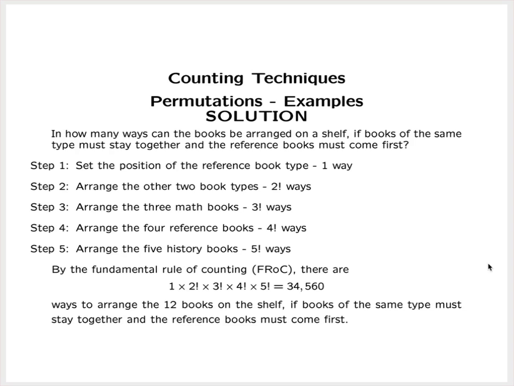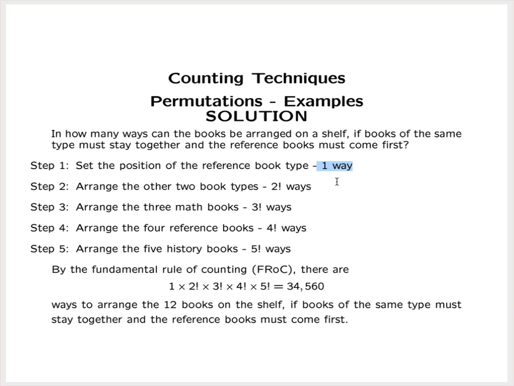Okay, the last question in this example: in how many ways can the books be arranged on a shelf if books of the same type must stay together and the reference books must come first? So again, we can think of this as a multi-step process. The first step in this case, at least the way I've arranged it, is to set the position of the reference book type. So the reference books have to come first, and so there's only one way to set the position of the reference books. They're going to go first.